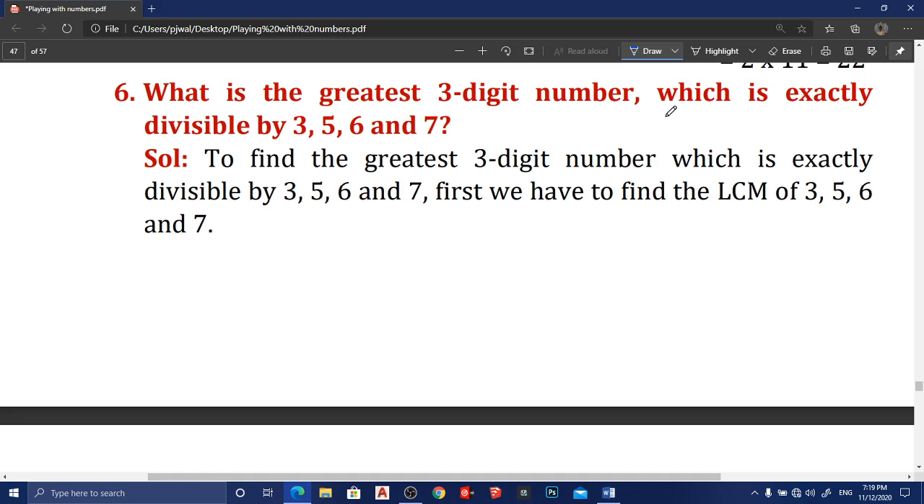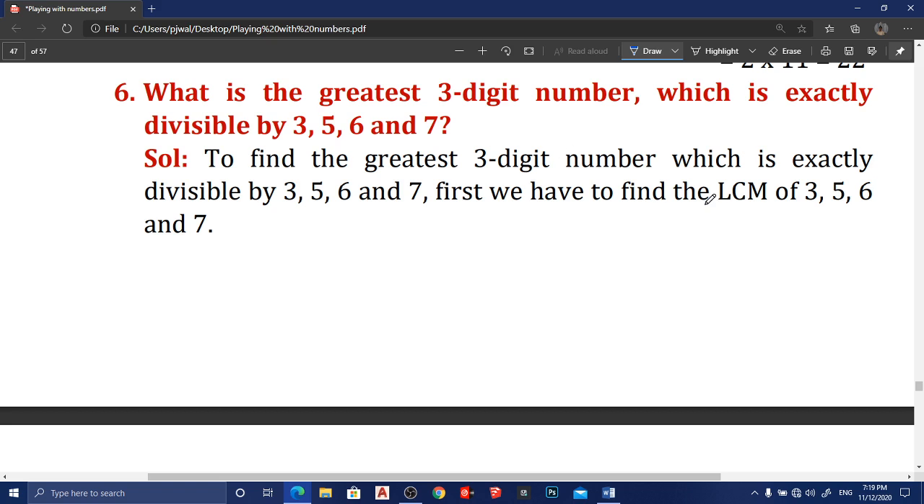First, a number exactly divisible by 3, 5, 6 and 7 should be a common multiple of all these four numbers. Then only that number is divisible by all these four numbers. So if you find the lowest common multiple of 3, 5, 6 and 7, you can find the greatest three-digit number which is exactly divisible by 3, 5, 6 and 7.